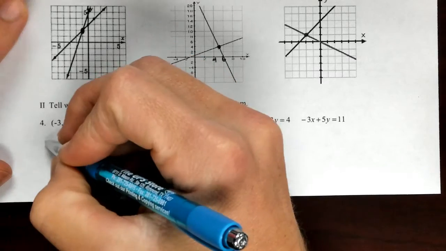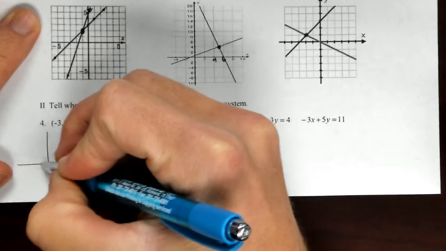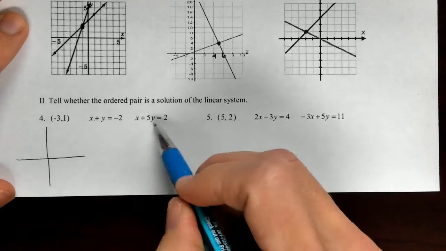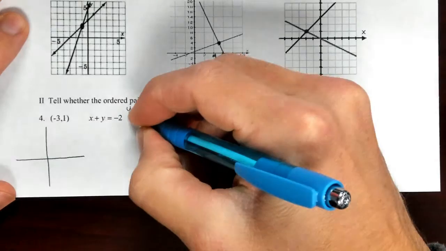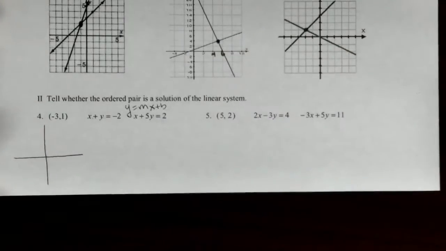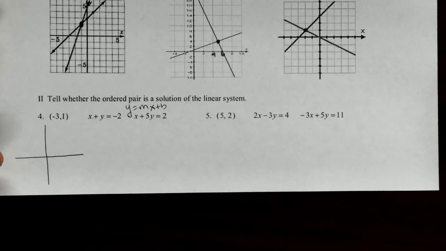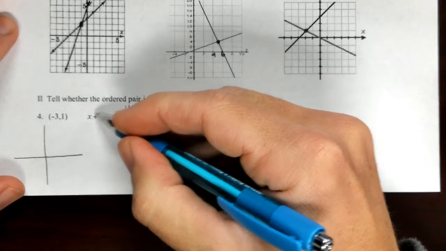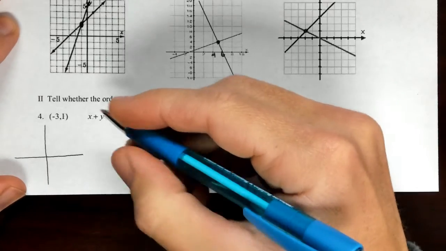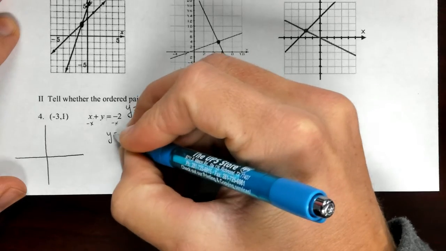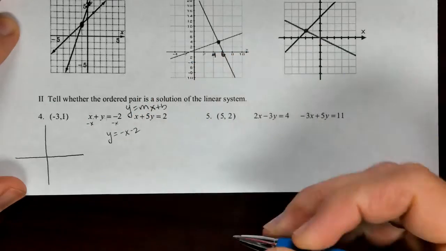All right, so on number 4, I need to draw my axis, my coordinate plane. Both of those are not in slope-intercept form, so guess what? We must put them into slope-intercept form, which is y equals mx plus b. So basically we're solving for y. For the first equation, I need to get y by itself, which means I need to move this positive x. So we're subtracting x on both sides. I get y equals -x minus 2.